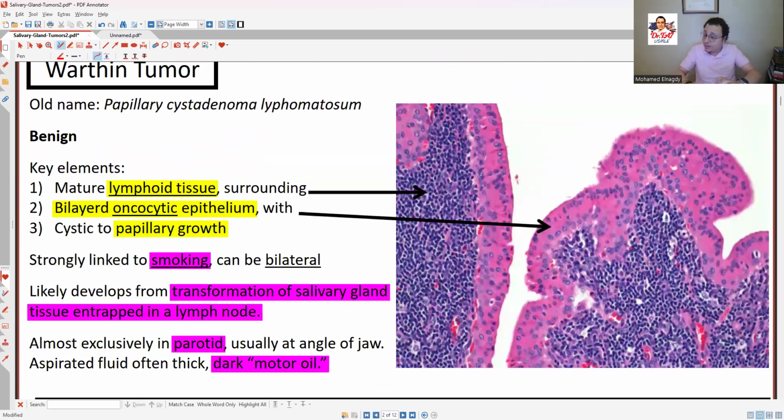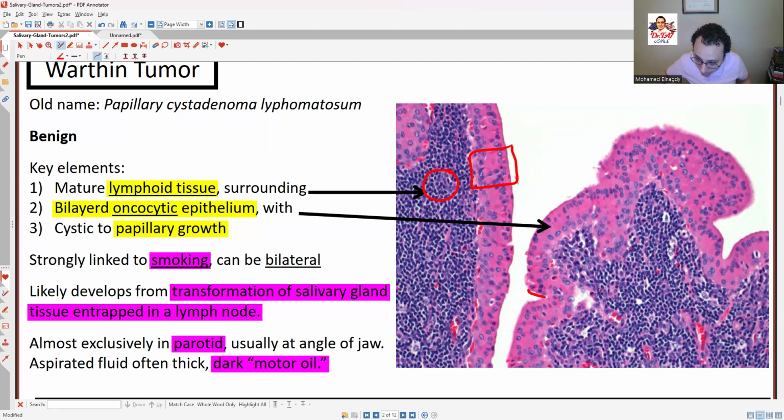The other entity that I feel very comfortable with, and it's very catchy also for the eye, is the Warthin tumor. In the Warthin tumor, you will see the triad. The triad is mature lymphoid tissue. You will see here. And then you will see double layer of oncocytic cells or double layer of oncocytes, and you will see that there is a kind of irregular jagged and papillary growth.